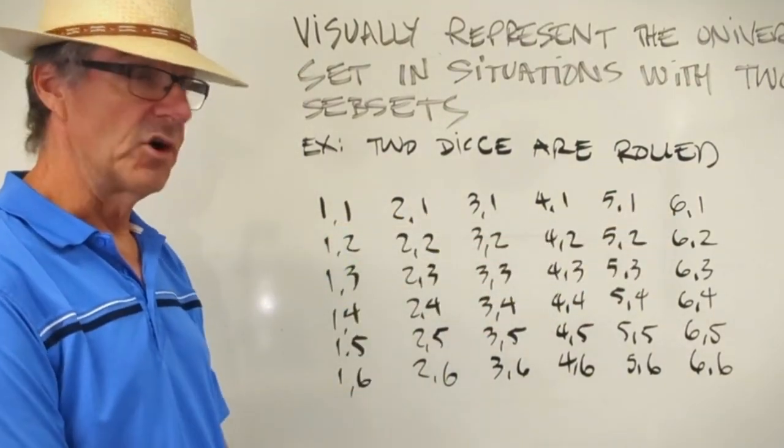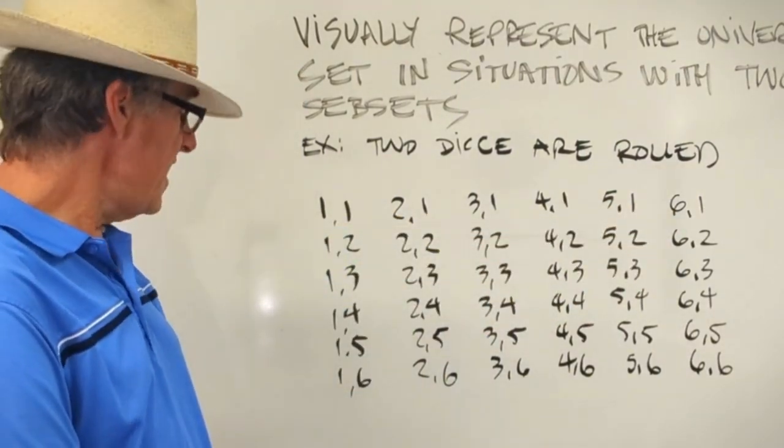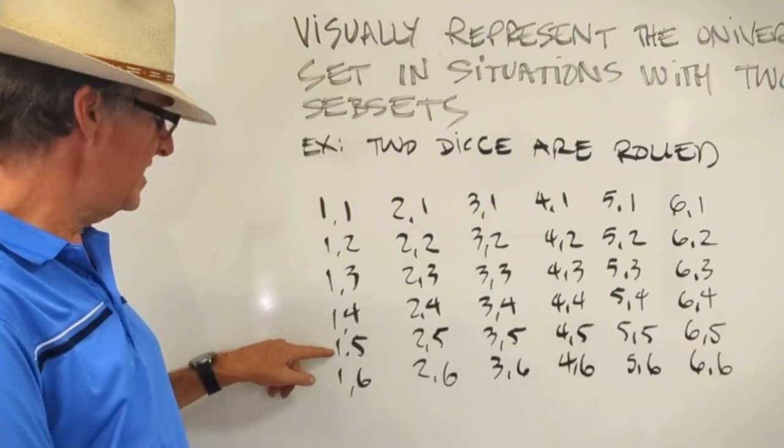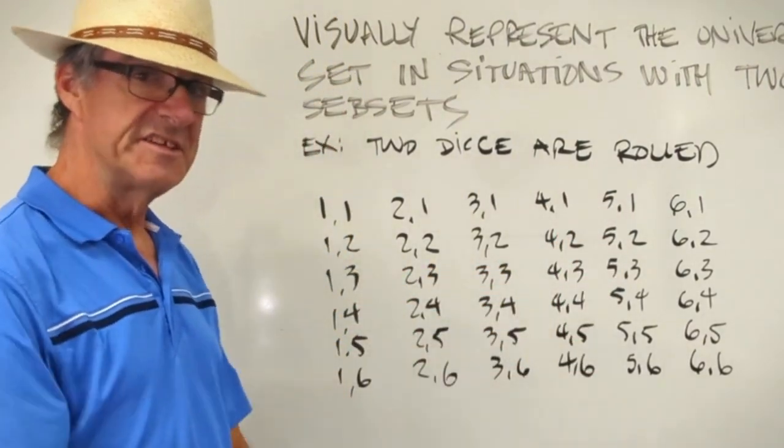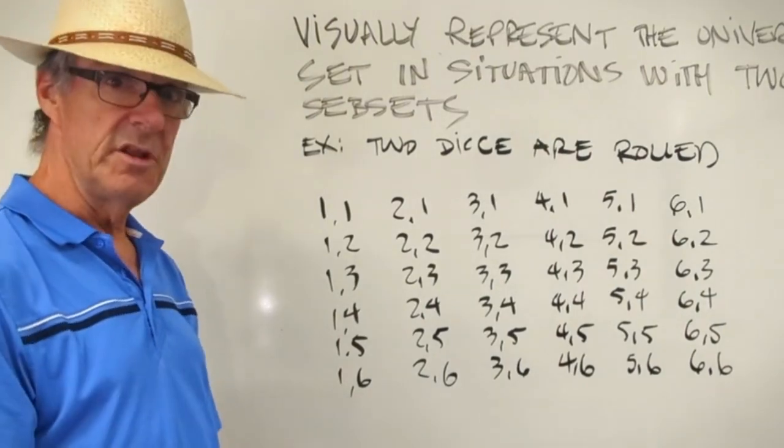Now before we move on, I have a question for you. Why are these 2 added here? Rolling a 1 and a 5 and rolling a 5 and a 1. Aren't they the same result? Total of 6?